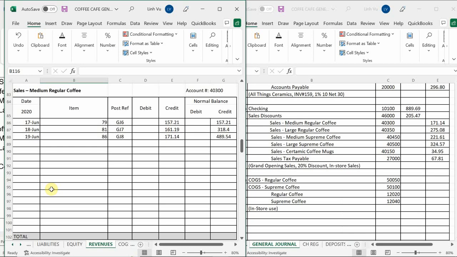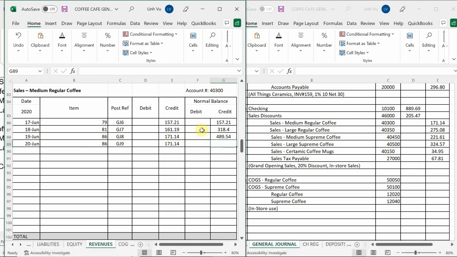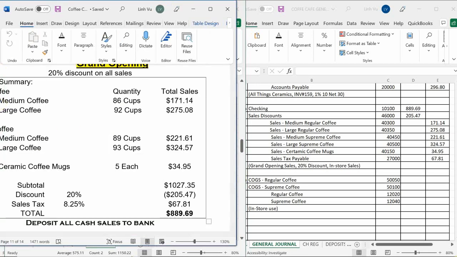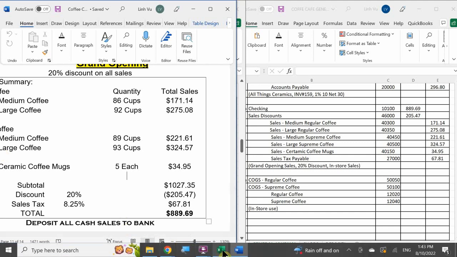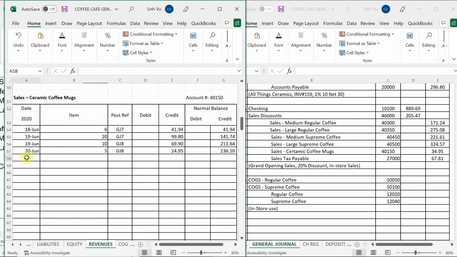And then last one is a medium regular. We have 86 cups. And then page 9. And then I have 171.14. And that makes it 660.68. Yep. Good. 660.68. And that is that for that one.